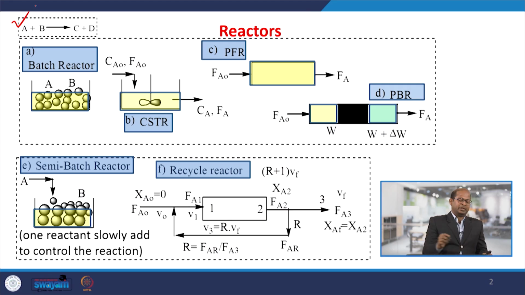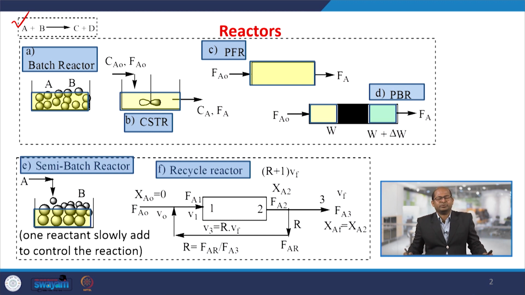Almost all reactions, from a chemical engineering point of view, whatever we will study, mostly will be expressed as A plus B going to C plus D. So, that you can see here. A plus B, that is the reactant, goes to product when it is in a reaction, giving the product C and D. Okay. Depending upon the reactions, that will vary.